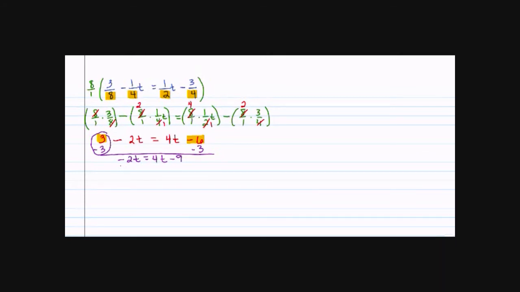Now I'm going to worry about my variables. Since my 9 is over there, I'm going to move my t's over to the other side. And I do that by adding and subtracting. The opposite of positive 4t is negative 4t. Negative 2 and negative 4 is a negative 6t, equals, now that equals 0, so I'm going to put a big 0 around it, left with a negative 9.